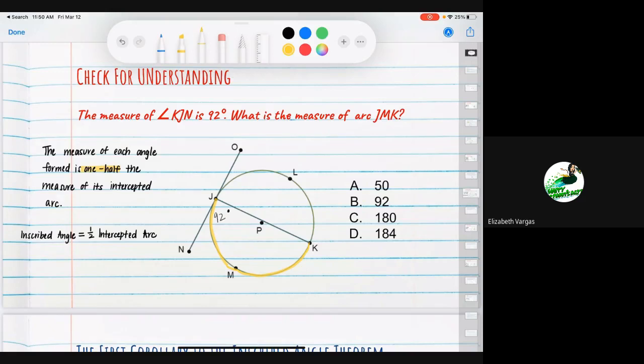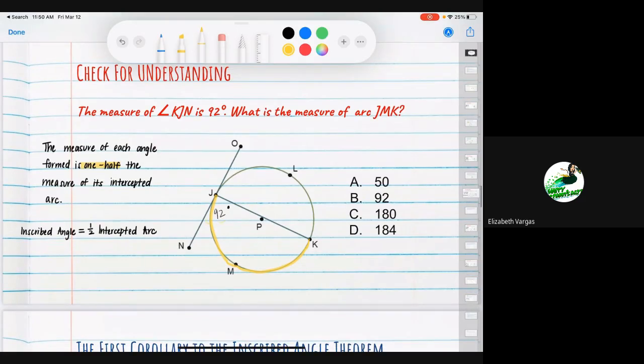And so we're given information about KJN, which is this angle right here. What we notice is that KJN is created by a tangent and a chord, right? Therefore, we can use the angle formed by a tangent and a chord theorem, which tells us that the measure of each angle formed is 1/2 the measure of its inscribed arc. So we use this equation right here. Inscribed angle is equal to 1/2 the intercepted arc. So 92 equals 1/2 the measure of our arc.